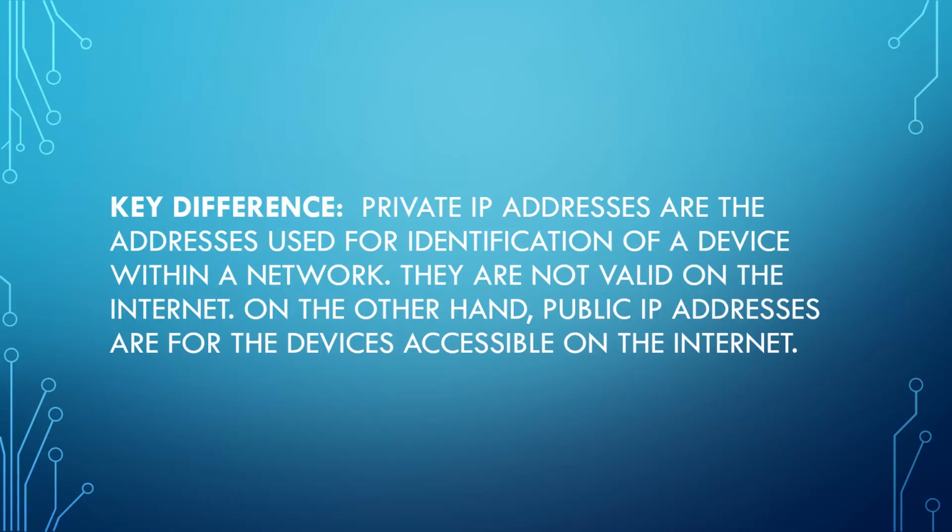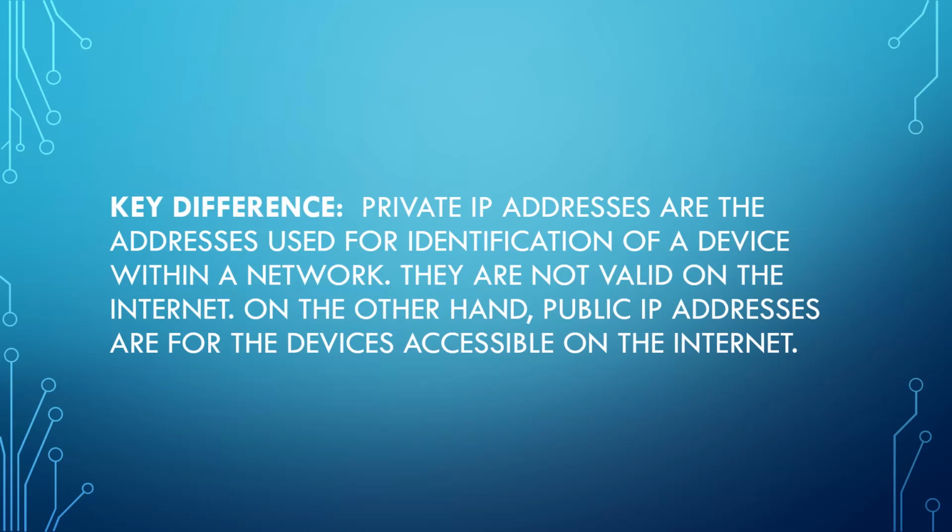The key difference between these two IP addresses is that private IP addresses are used for identification of a device within a network. For example, if your computer is connected to a network, then the IP address provided to your device by your router is what we call a private IP address. They are not valid on the internet, so these IP addresses are not connected directly to the internet. On the other hand, public IP addresses are for devices accessible on the internet.